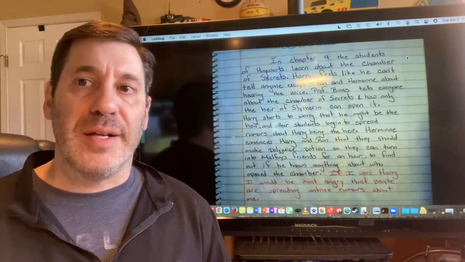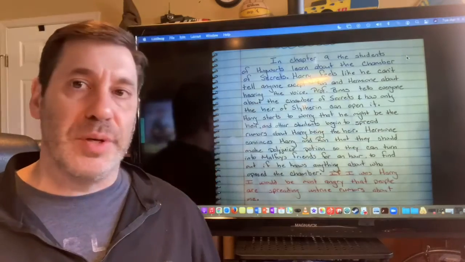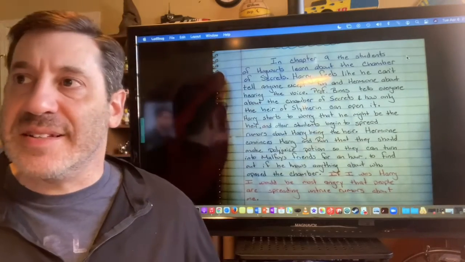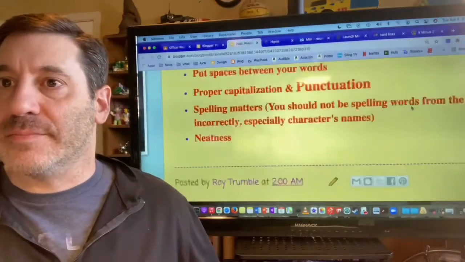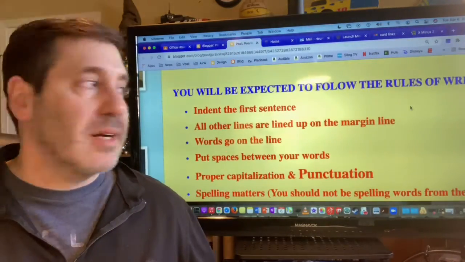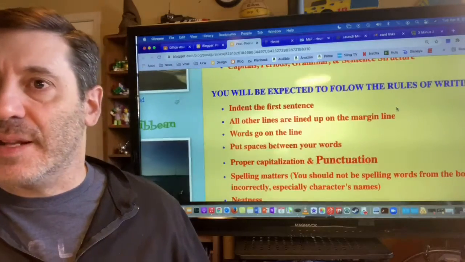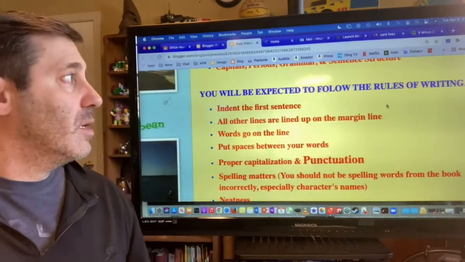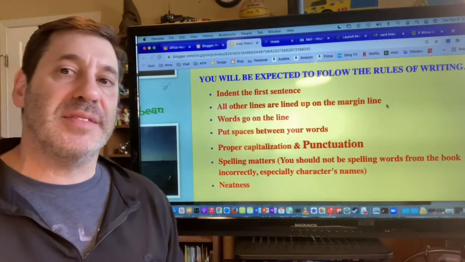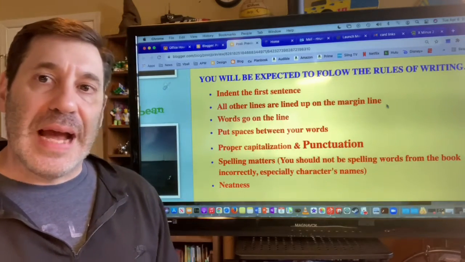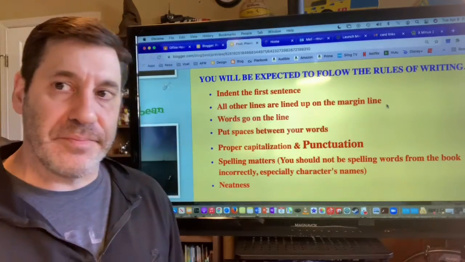Focus, guys, when you're writing these, on making sure that you're doing just the rules of writing. And that's something that I always put on the blog for you guys. All right, and here it does say, let me just make that a little smaller, you will be expected to follow the rules of writing. Okay, these are the things that you really need to make sure that you're doing. And then the details will start to come, all right?